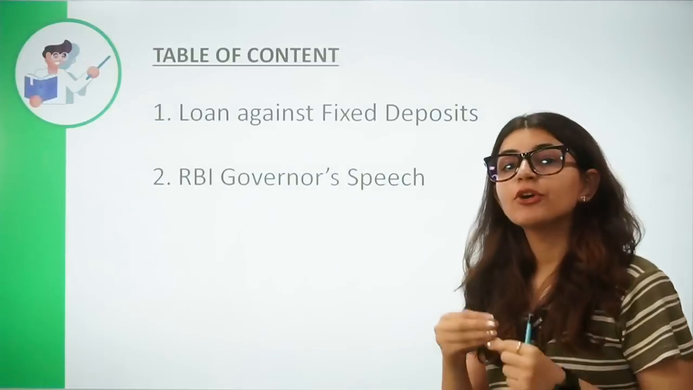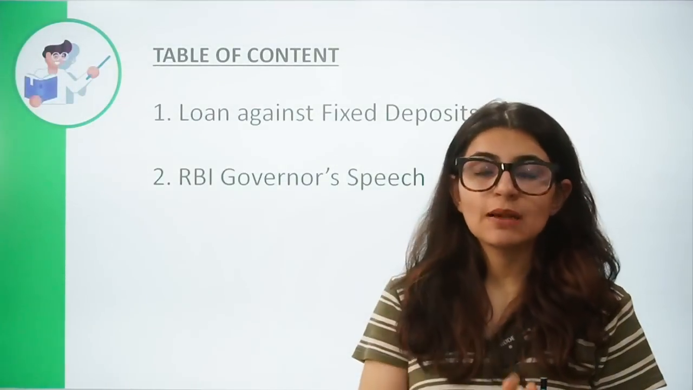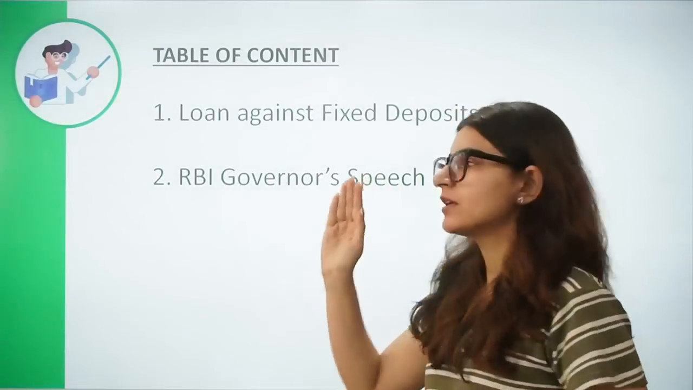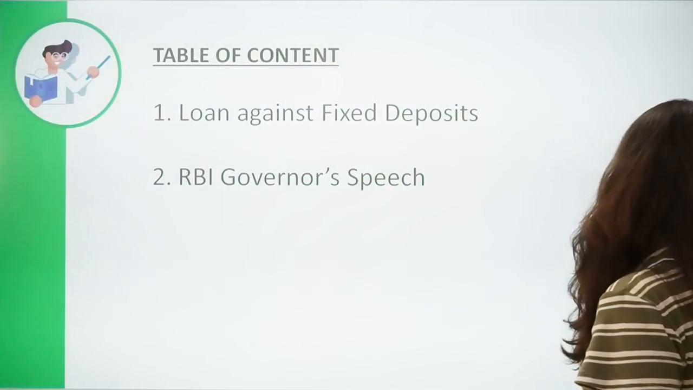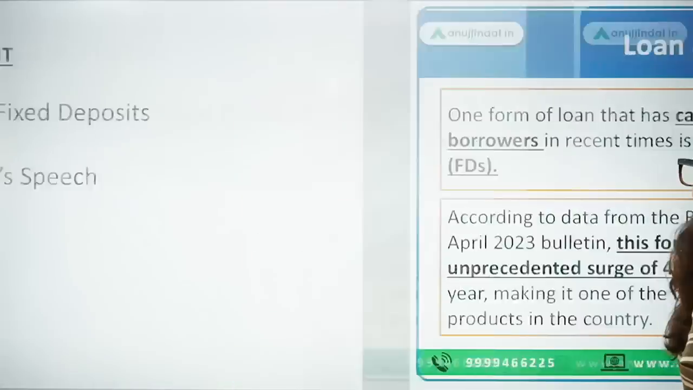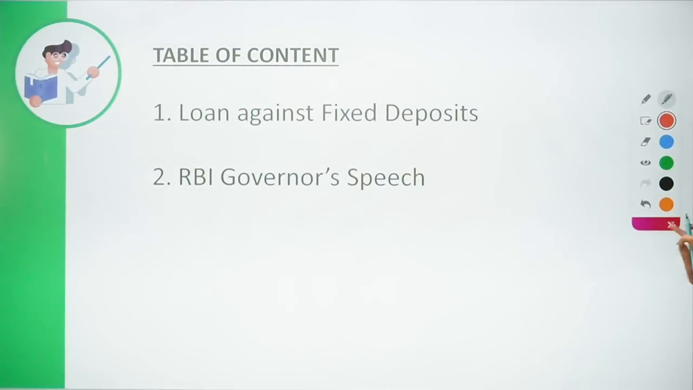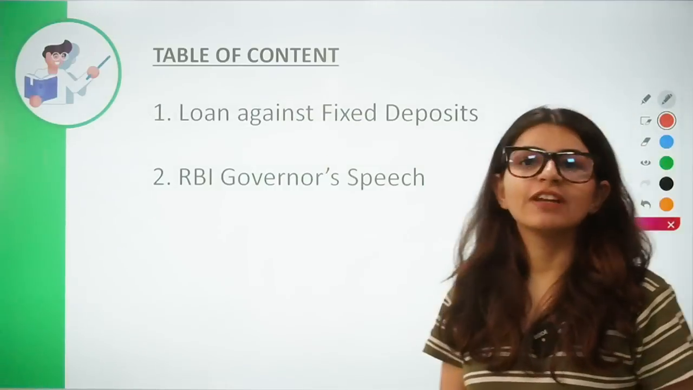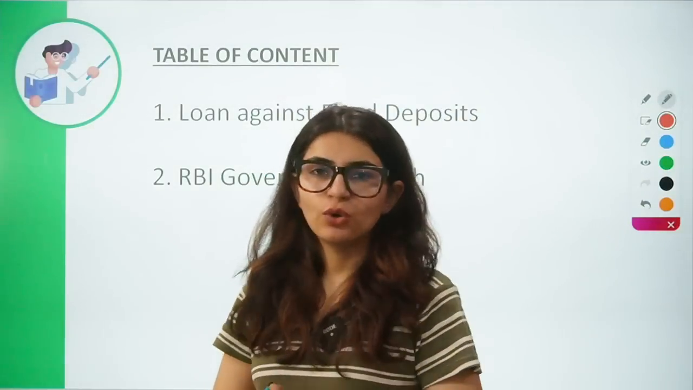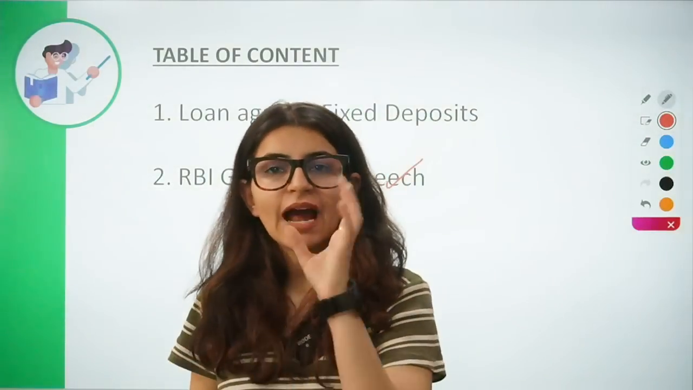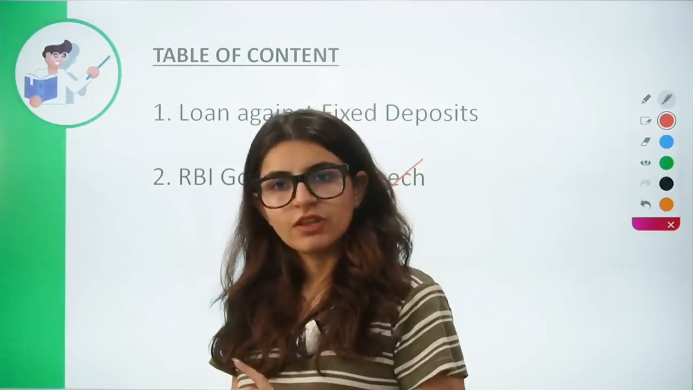The two topics that we're going to talk about today, the first one is about loans that can be given by banks against fixed deposits. And the second one is about RBI governor's speech. Recently, RBI's governor has given a speech at a global conference on financial resilience. We will have a look at the speech and what are the important points or topics that we are going to understand because of this speech.